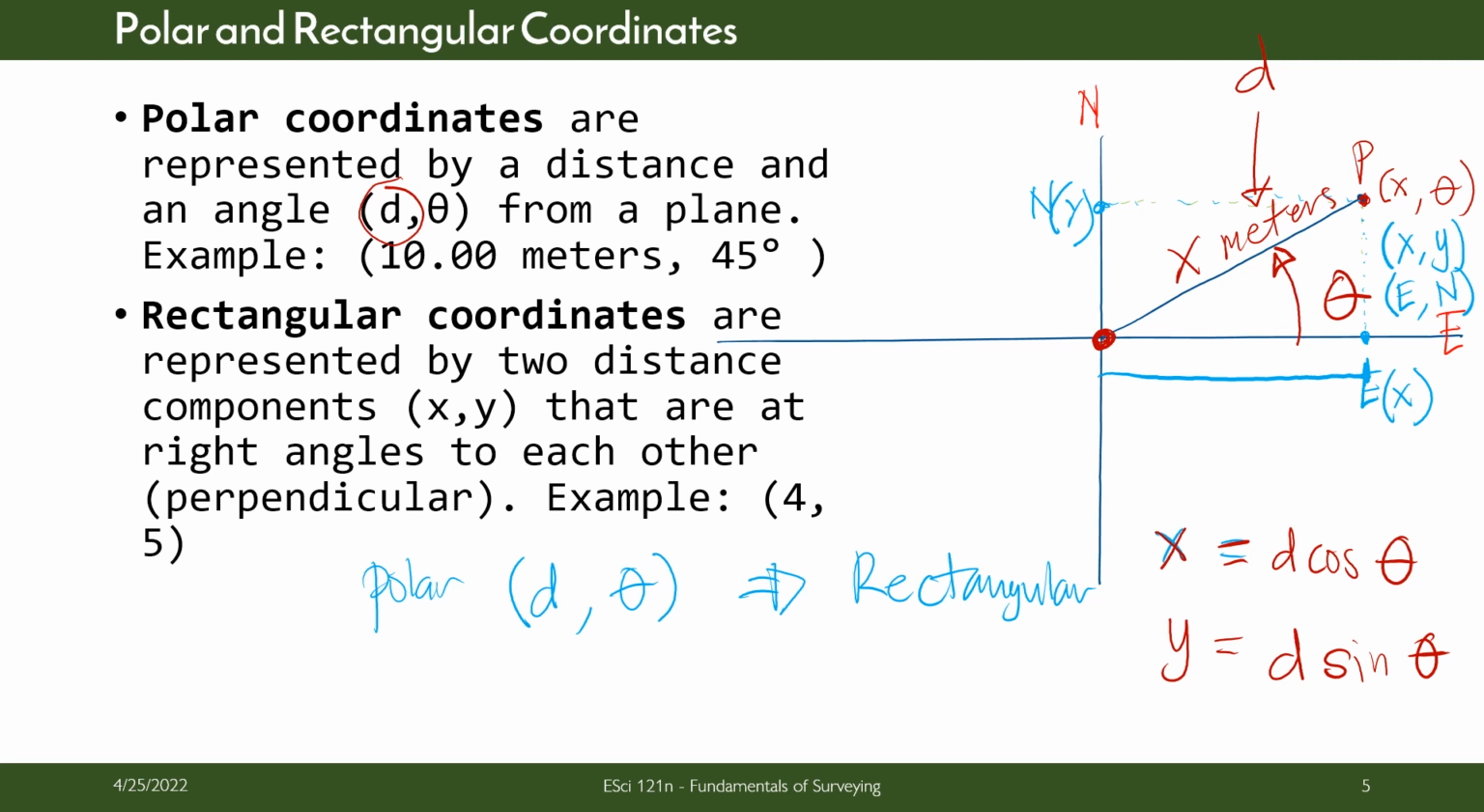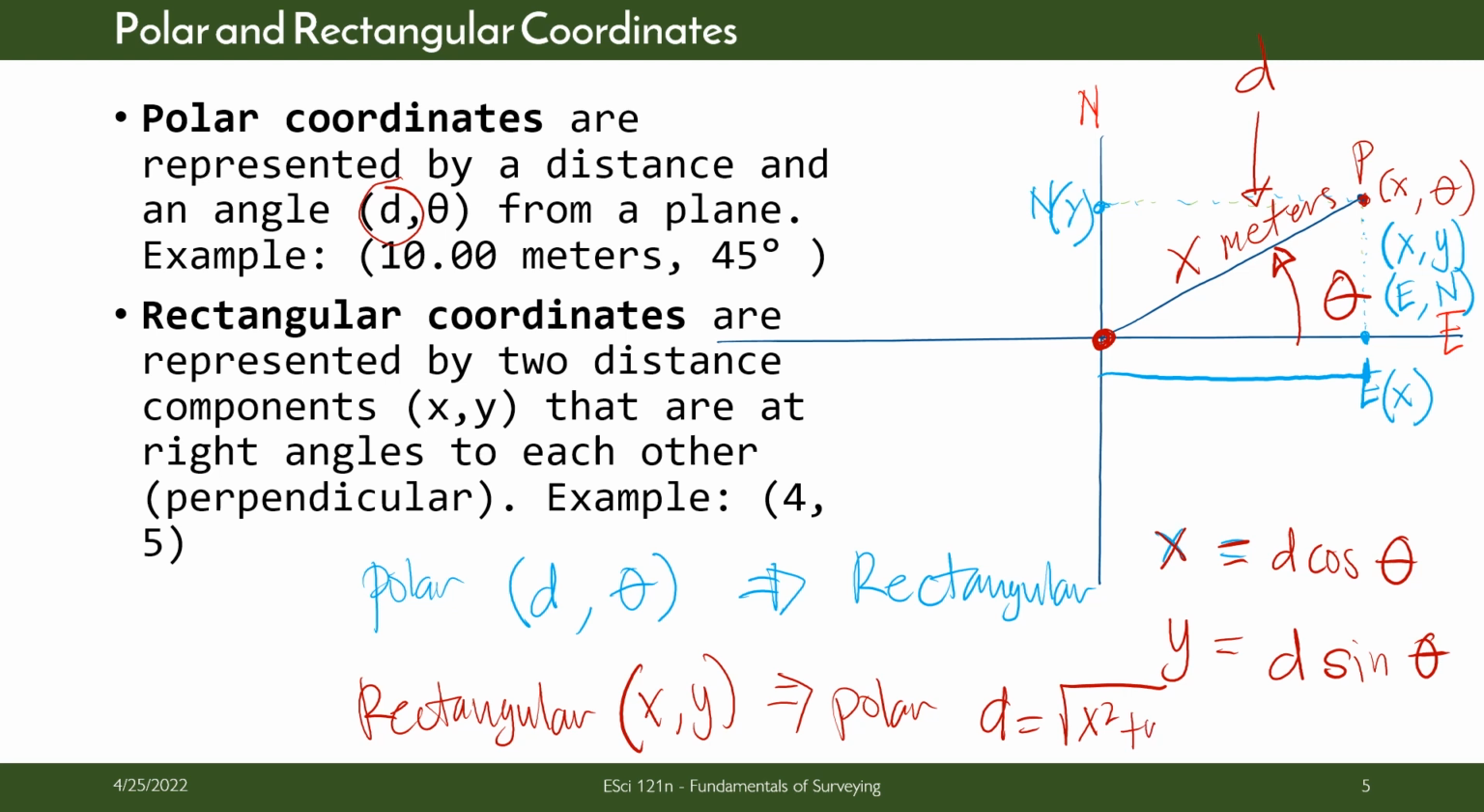And if you're given the rectangular coordinates, let's say x and y, to convert to polar, if we want to determine the distance, it's simple: the square root of x squared plus y squared. Then for the angle, that would be arctangent of y over x. Okay.